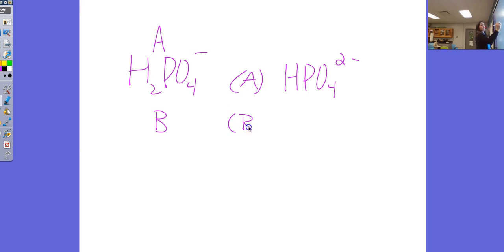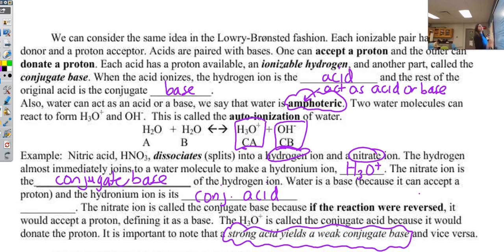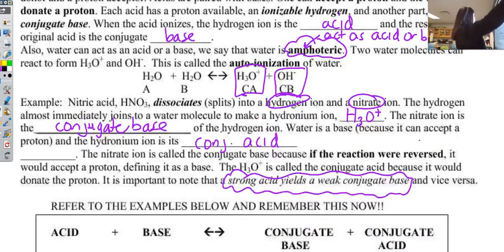Yep, if it's acting as a base, it's going to be H3PO4. Does it have a charge? No. Okay, so then it wouldn't have a charge. It would just be H3PO4, and so it can act as an acid or base, and that's what they'll say is amphoteric. Okay. All right.